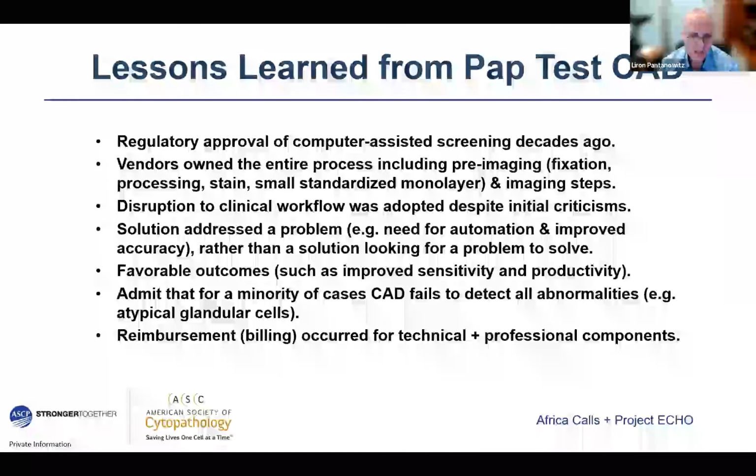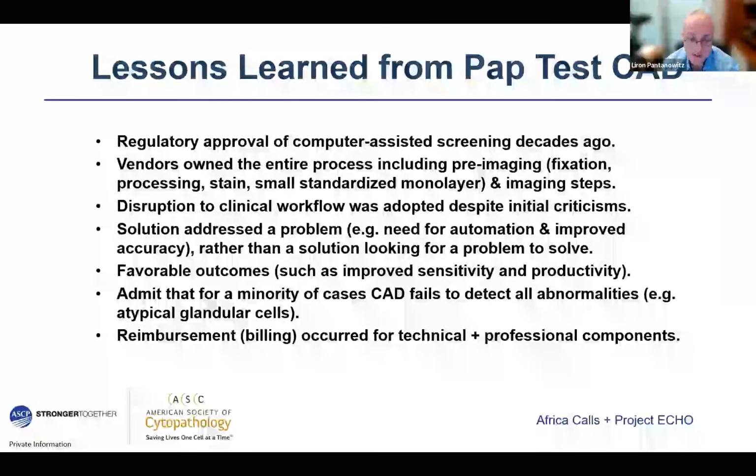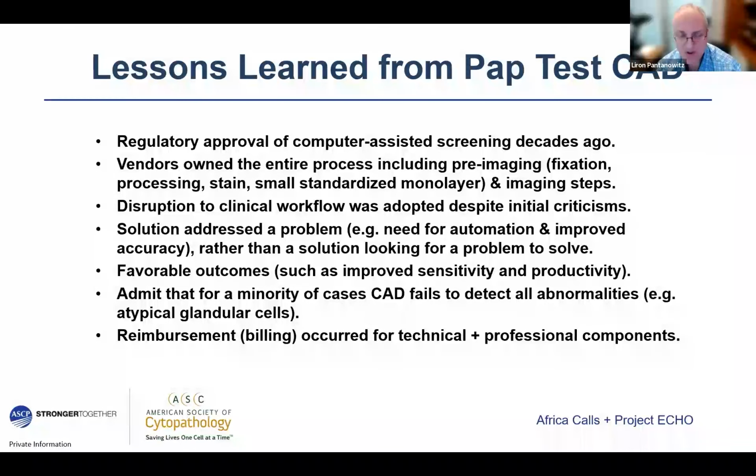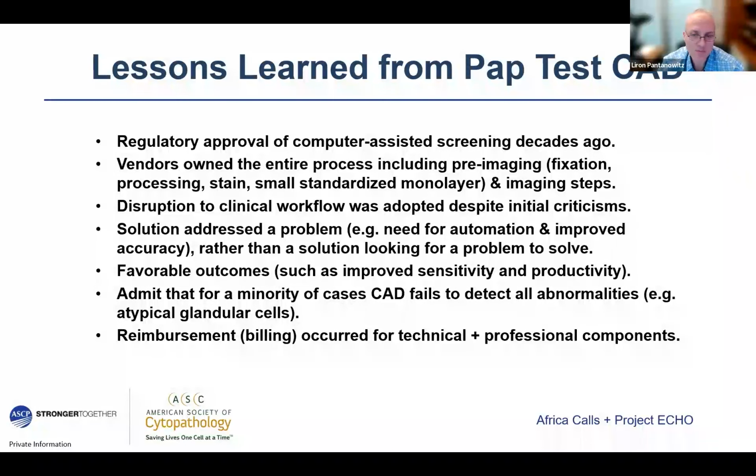But one of the main things that did drive the field was we could get paid if we bill for the technical and professional component to use these computer systems. Today, with some of the new AI algorithms coming about, the justification for the business use case is not quite there because there aren't billing codes or reasons for insurance companies to pay for using AI.